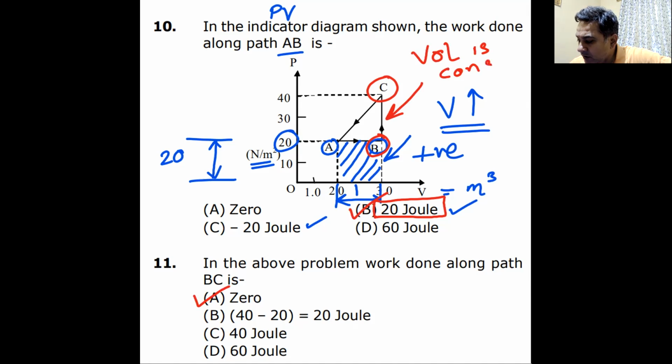The volume along the path BC is constant. It's a straight line parallel to the y-axis. You cannot find out any area in this region. And therefore, work done from B to C is 0. Do we understand this?